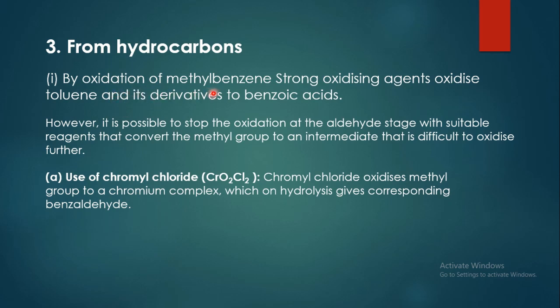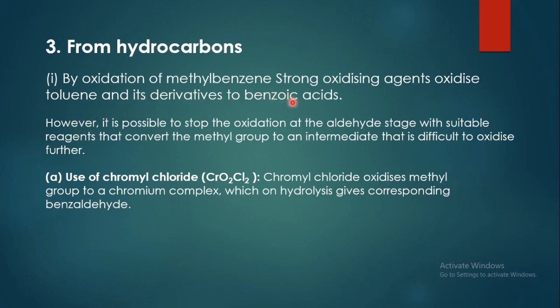By oxidation of methyl benzene, first of all you have to take any kind of methyl benzene, a hydrocarbon, and simply oxidize it. Oxidation means either you add oxygen, or electrons are lost, or the oxidation number is increased. But this time the oxidation should be in the presence of strong oxidizing agents, which will oxidize toluene. Sir, what is toluene? Just now we discussed methyl benzene, right? And this methyl benzene has another name, that is toluene, and its derivatives go to benzoic acid.